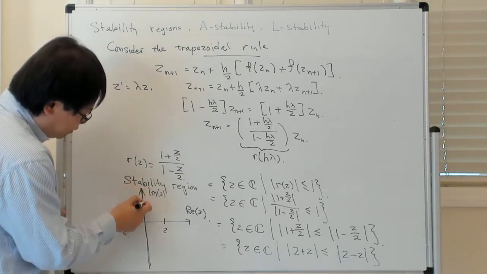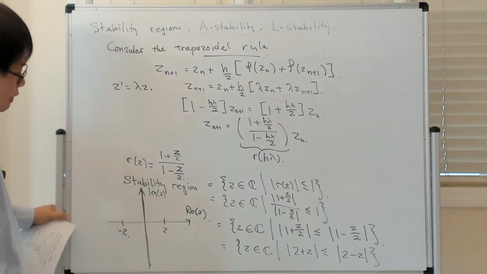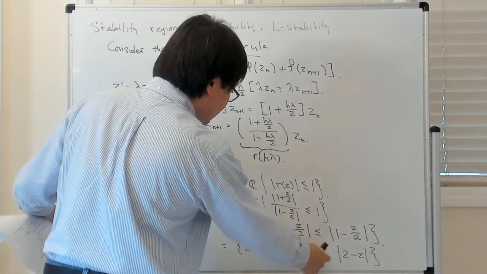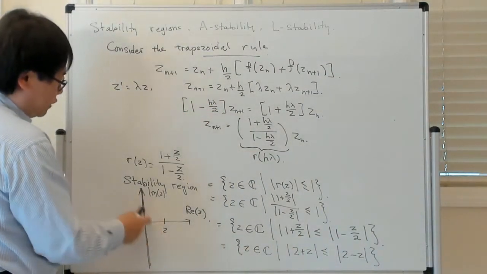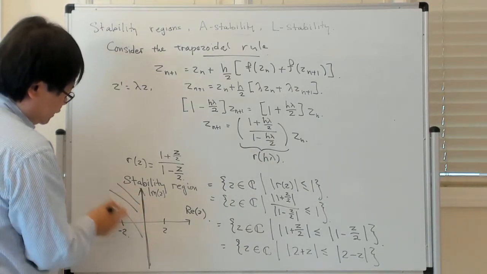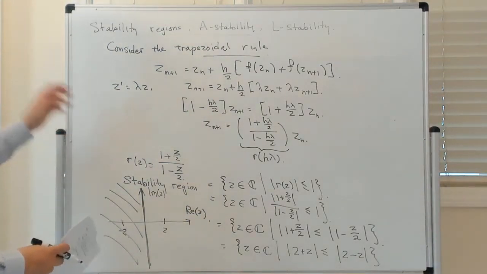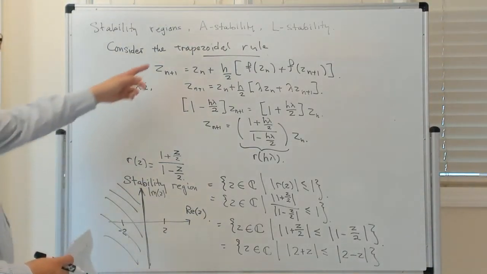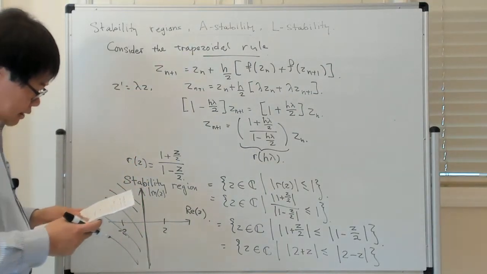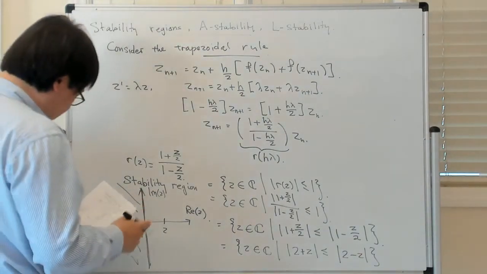So, okay, and of course the points where the distances are equal is nothing more than the bisector of the line which connects these two points. And then what you have is that you want the z's where the distance to 2 is greater than the distance to minus 2. So you're looking at this left half plane here. Okay, so what this tells you then is that the stability region for the trapezoidal rule is the entire left half plane. Okay, so this is the stability region.